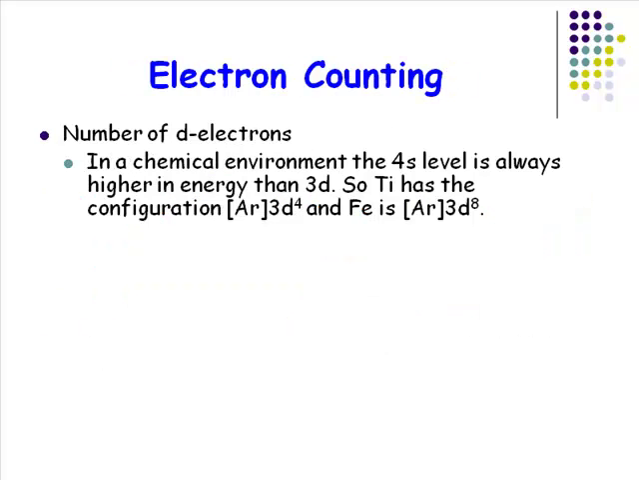How do we count electrons? Well, first of all, we said we're going to work with the number of d electrons. So you're used to this concept. What we need to do is work out how many d electrons we have. And we're going to be doing what we call a covalent counting method.